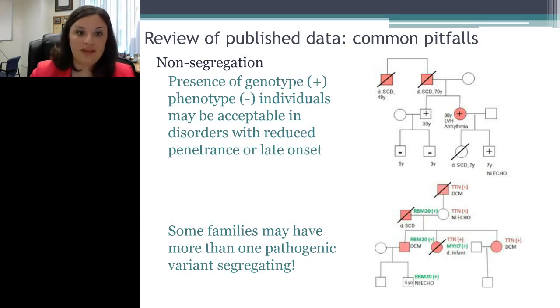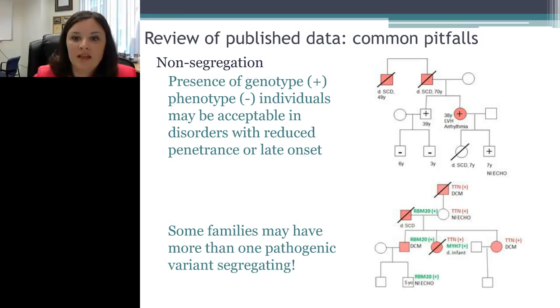One other thing that we commonly deal with in our lab is non-segregation, and I'm going to talk about this today in the context of cardiomyopathy, because non-segregation can occur sometimes, and I think in the presence of genotype positive, phenotype negative individuals, for some disorders may be acceptable. Cardiomyopathy is one of those instances because we know that this disorder has both reduced penetrance and late onset.